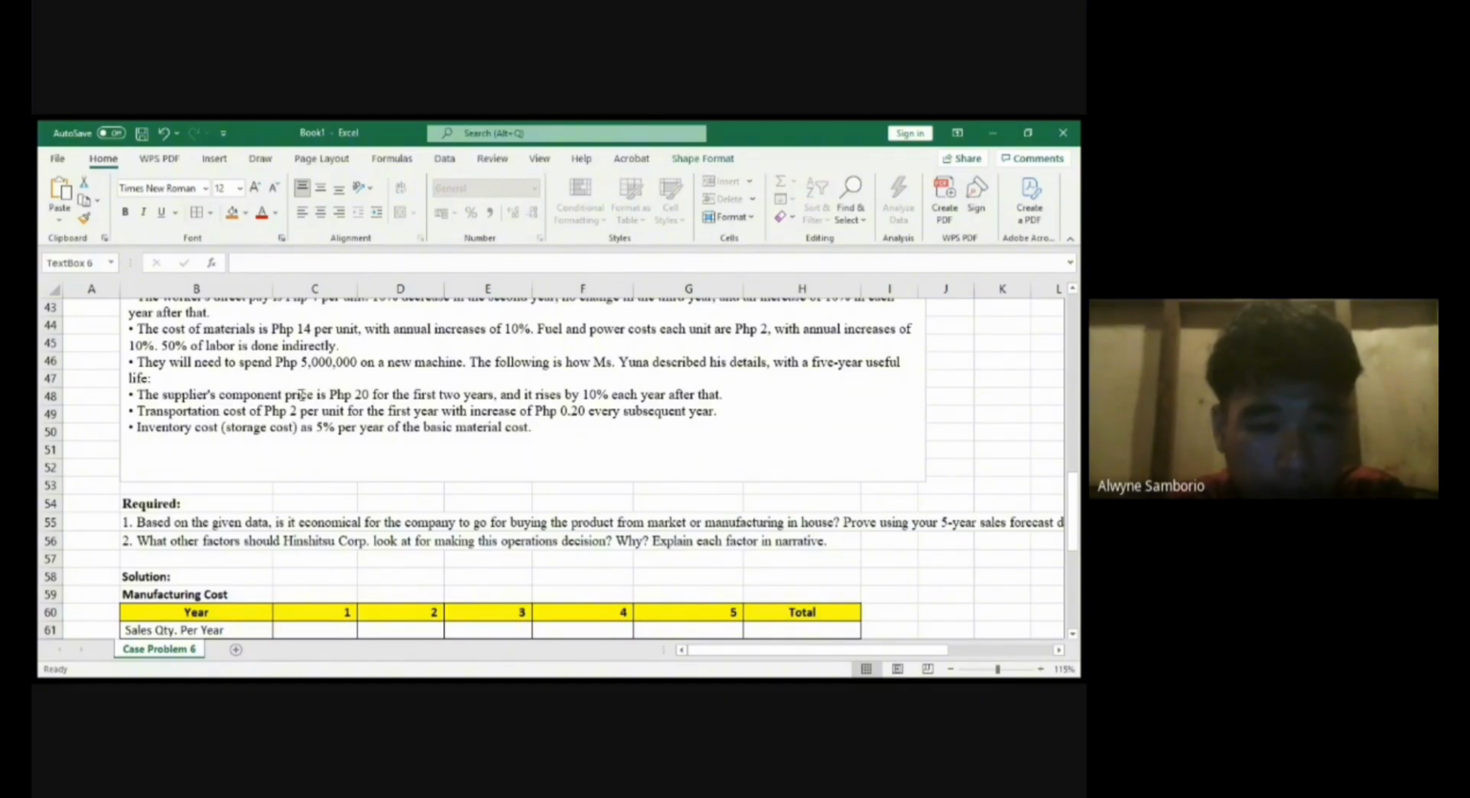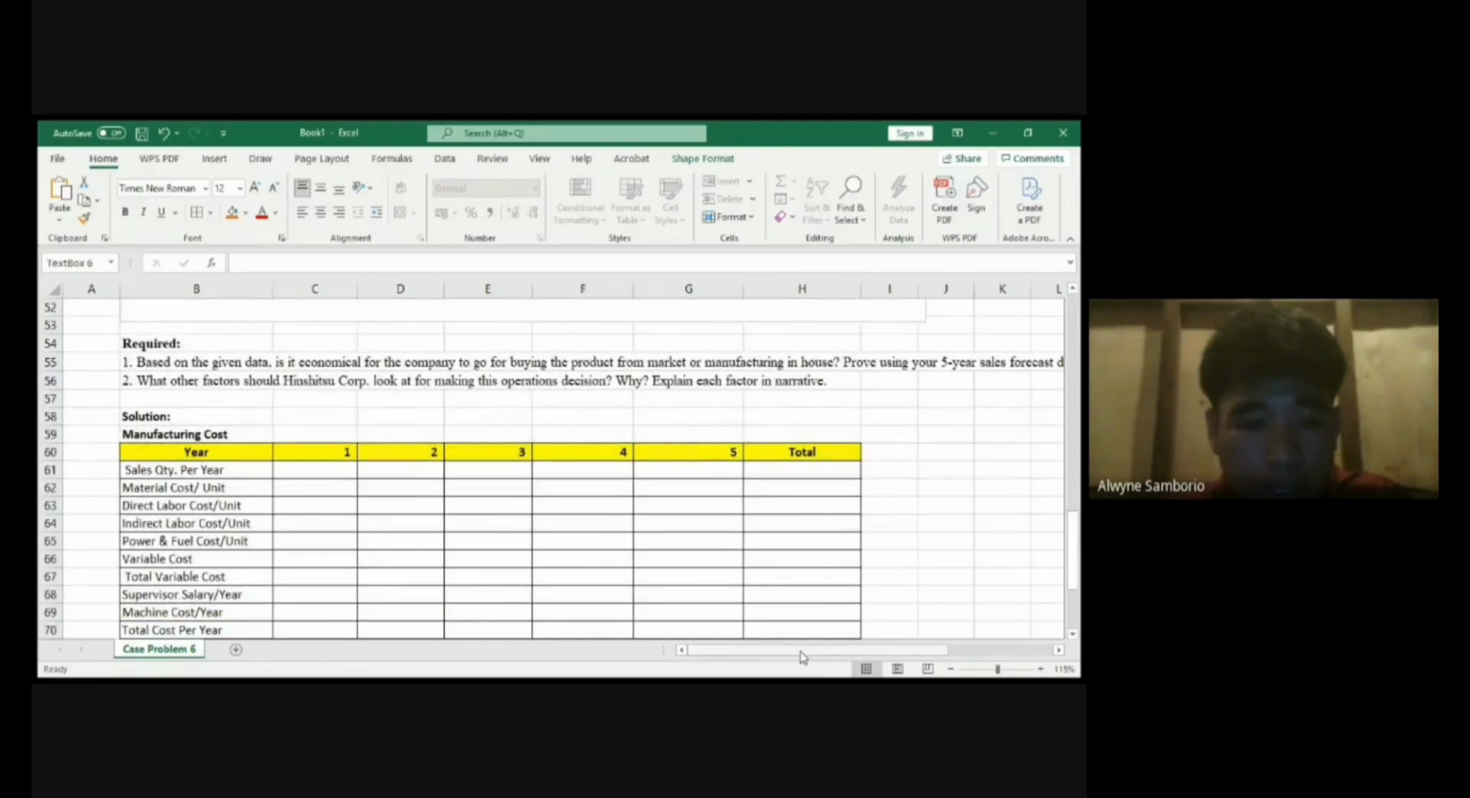They will need to spend 5 million pesos on a new machine. Following is how Ms. Unit described these details. The useful life is 5 years. The supplier's component price is 20 pesos for the first 2 years and it rises by 10% each year after that. Transportation cost is 2 pesos per unit for the first year, with an increase of 0.2 pesos every subsequent year. Inventory cost is 5% per year of the basic material cost.